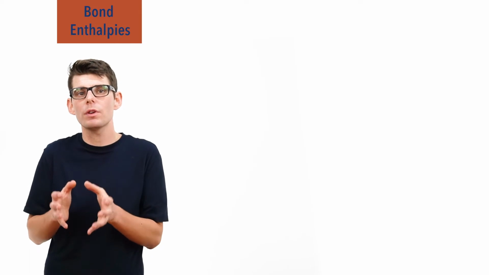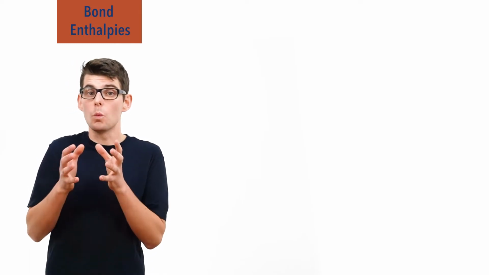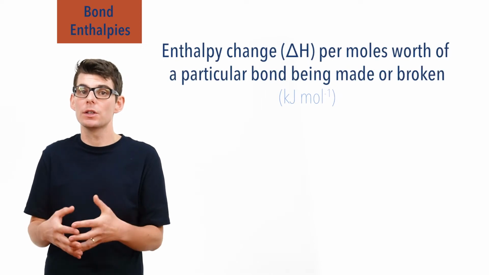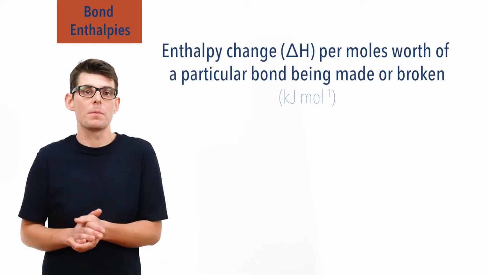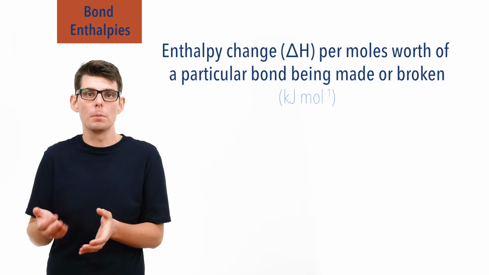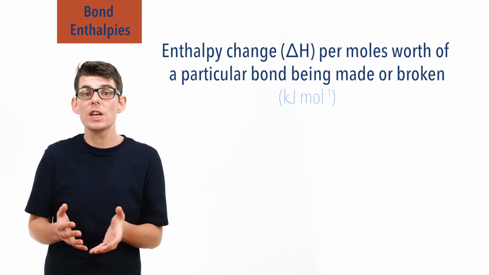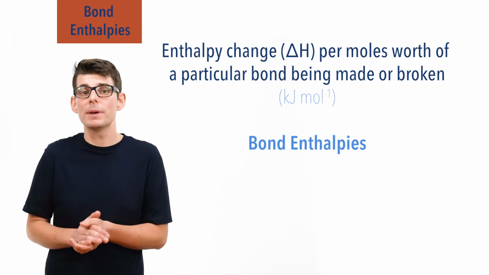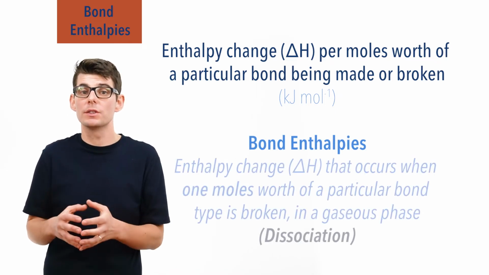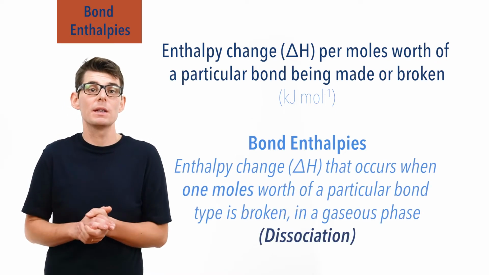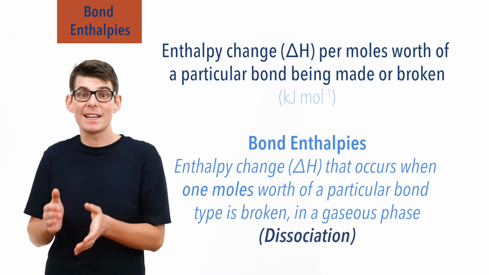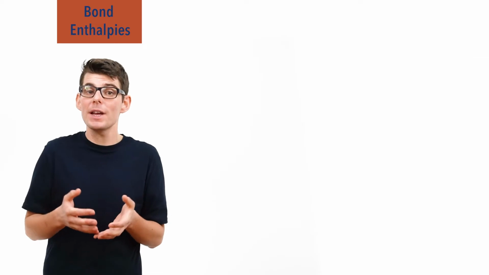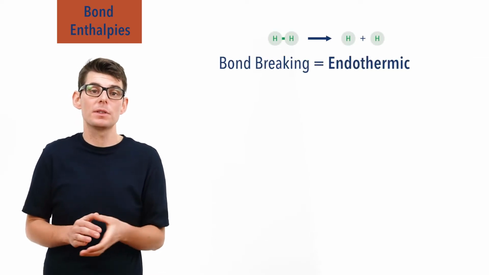Meaning rather than try to find the energy change for one bond being made or broken, we refer to the enthalpy change that occurs when 1 mole's worth of a particular bond type are made or broken. These enthalpy changes are called bond enthalpies. A bond enthalpy is the enthalpy change that occurs when 1 mole's worth of a particular bond is broken in a gaseous phase.